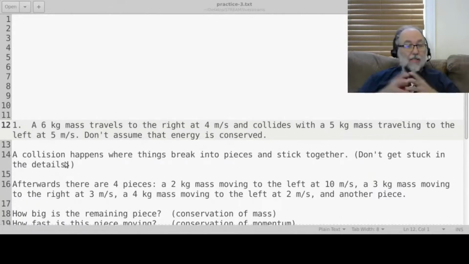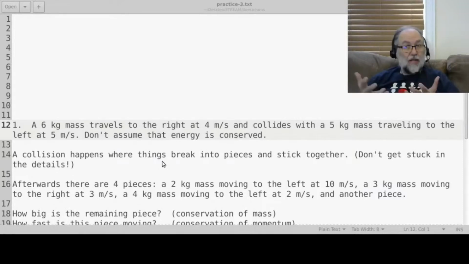Now, the next line, I kind of isolated it because this is the point of conservation laws. You don't have to worry about the intermediate details. There are some questions like this on the assignment too, where things are breaking apart and the masses are rearranging themselves. Don't worry about those intermediate details. Don't get caught up in them. So here I say a collision happens where things break apart into pieces and then stick together. In other words, they recombine. I probably didn't word that as well as I could have, but things might break apart and then recombine.